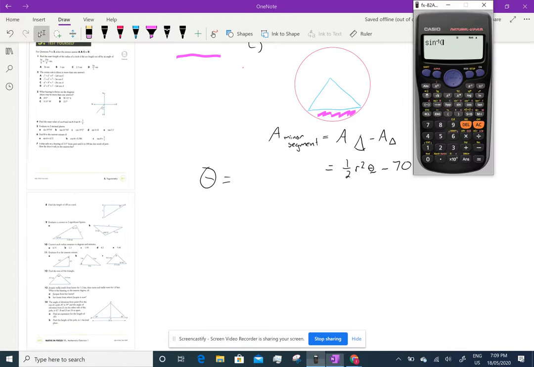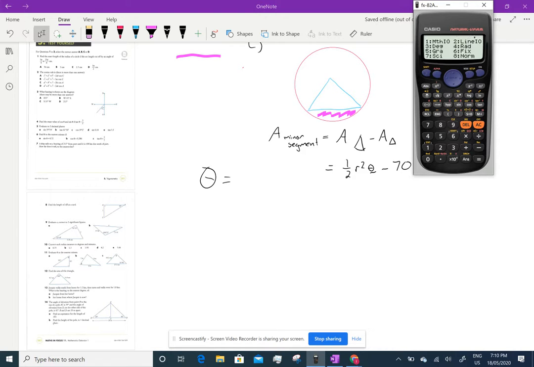7.5 over 12. 7.5 divided by 12. Did I put too many things in? Too many dots. 38 times it by 2, and I've got that. Now, to find that in radians, I could have just done that. I wonder if I could have just timed it in radians straight away. Let's go set up and see if I can do that.